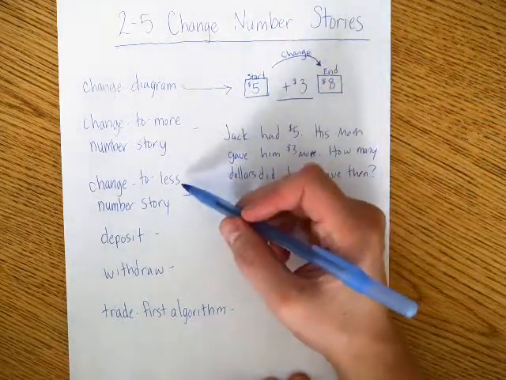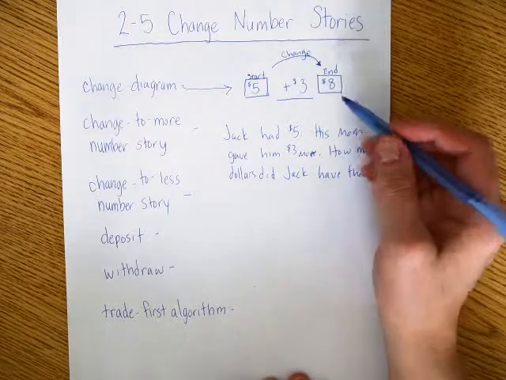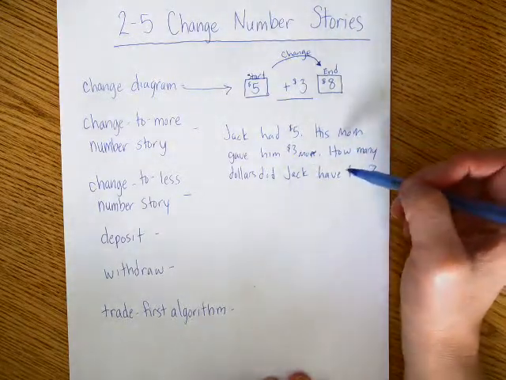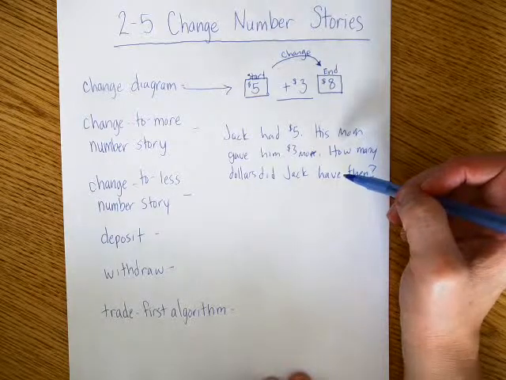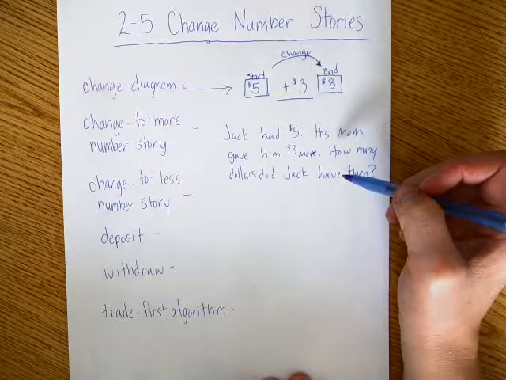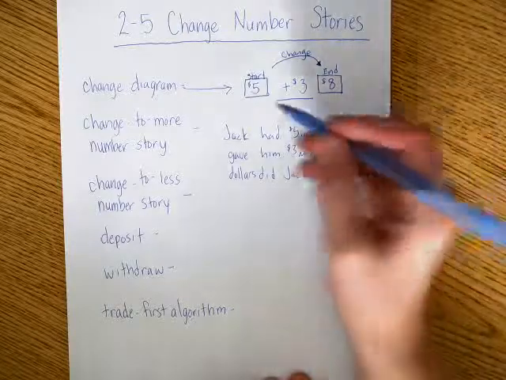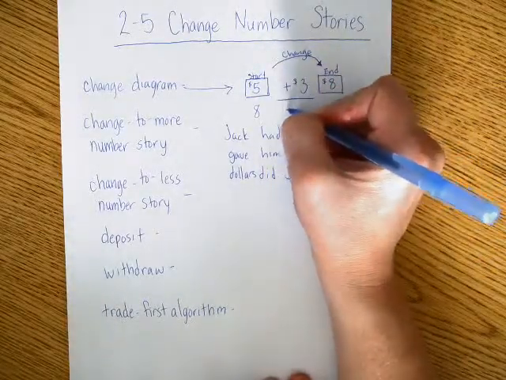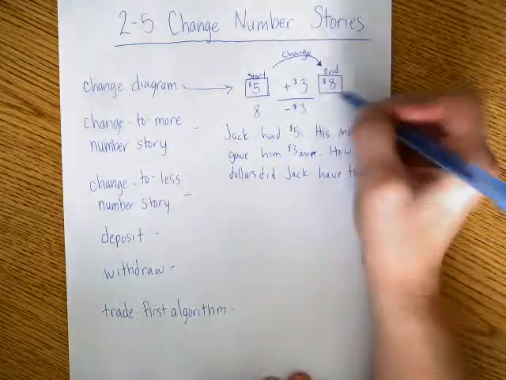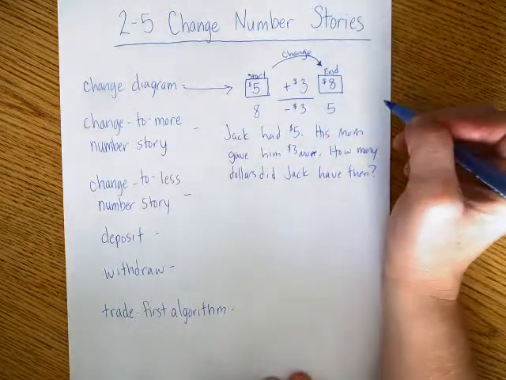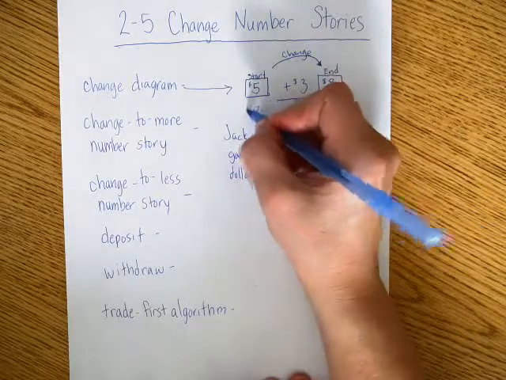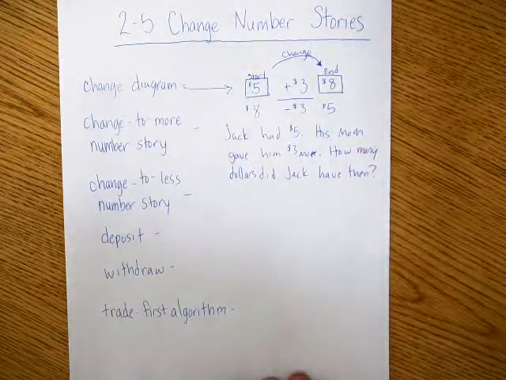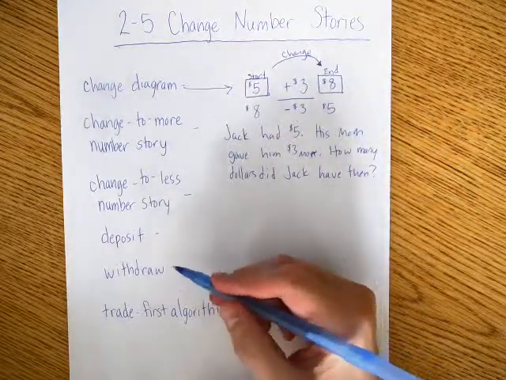A change to less number story would be: Jack had $8, he gave his mom $3. How many dollars did he have then? Okay, then it would be the opposite here. He'd start with 8, the change would still be 3, except it would be minus 3, and then he would end with only $5. So that would be a change to less number story. And for each of these number stories, we could fill out a change diagram. And then we have a couple more words.